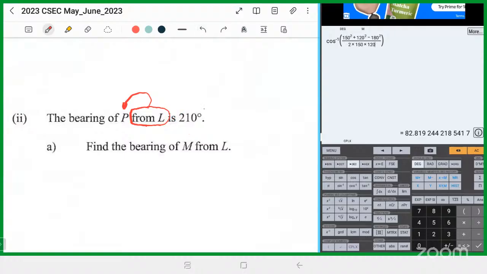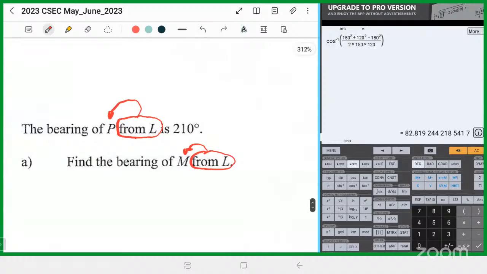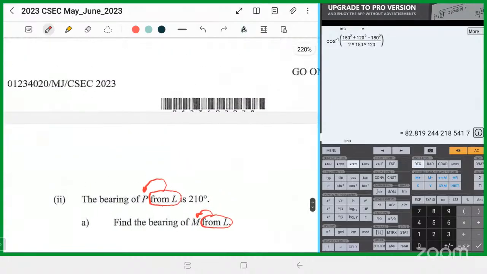Let's put the angle on the diagram so we can work out other things, right? They want us to calculate the bearing from L to M. That's what they want, from L to M. But they're giving us this. Put it on the diagram so we can see how it helps us. Don't just work with it blind.